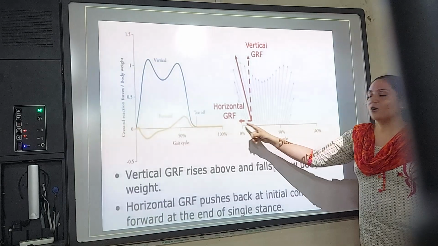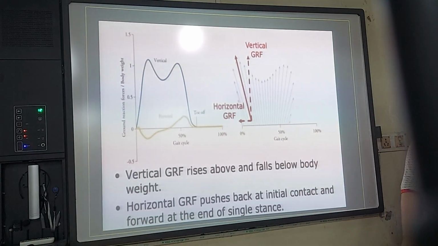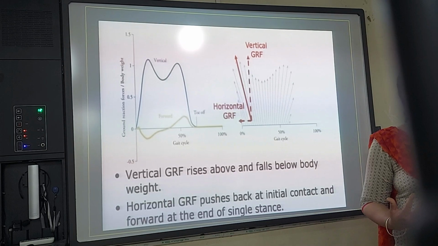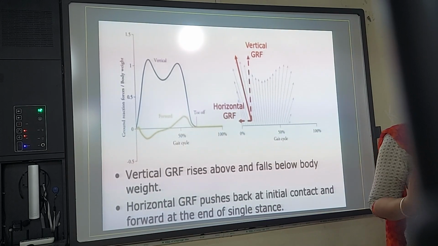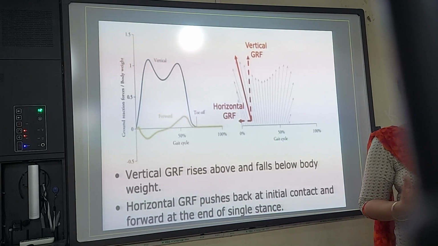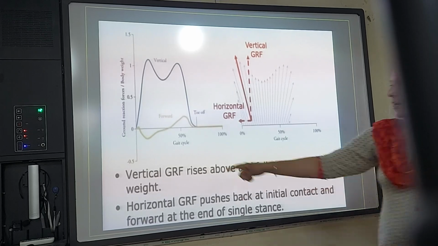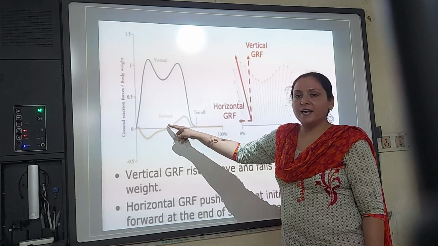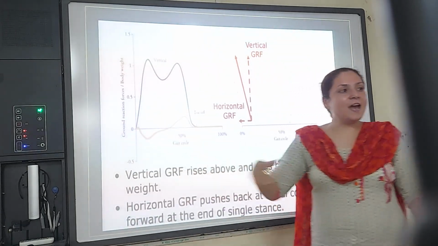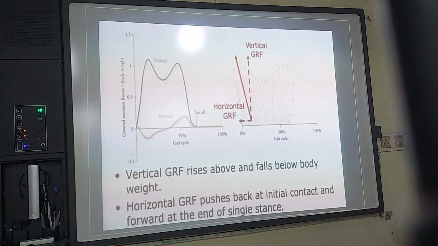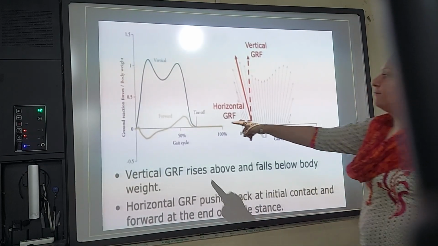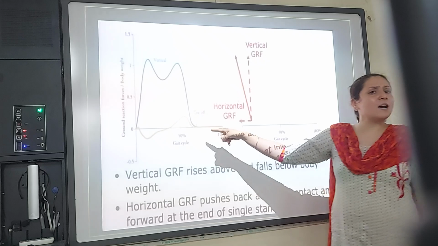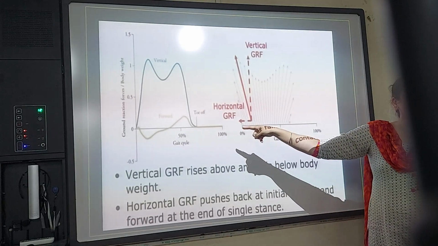Now what was happening at the horizontal component? At heel strike, what was happening? There was a backward force, it was not propelling you forward, there was a backward negative force. That is why at heel strike you find a negative curve, and then as you progress forward there is a positive part which is coming up. Can you understand this now?